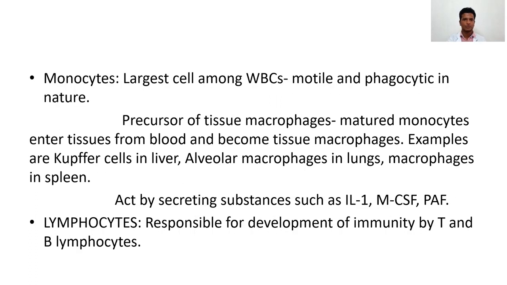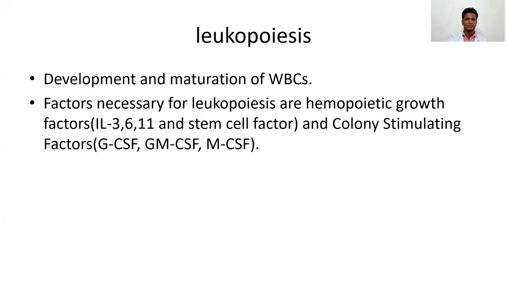Monocytes are the largest cells among WBCs, motile and phagocytic in nature, and are precursors of tissue macrophages. Mature monocytes enter tissue from blood and become tissue macrophages. Examples are Kupffer cells in the liver, alveolar macrophages in the lungs, and macrophages in the spleen. They act by secreting substances such as interleukin 1, MCSF, and PAF. Lymphocytes are responsible for the development of immunity, through T and B lymphocytes.